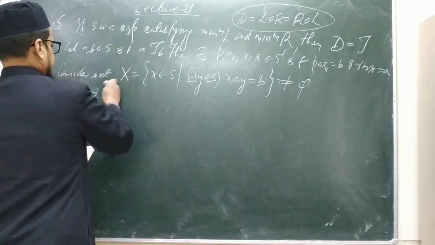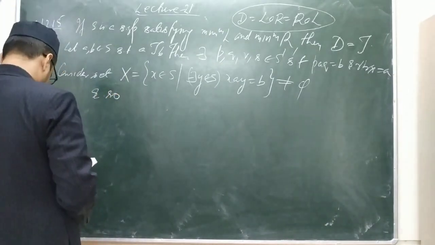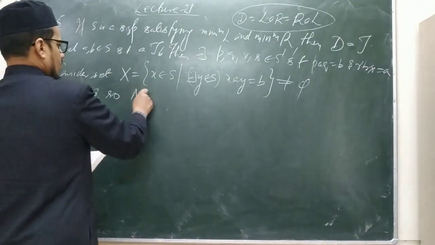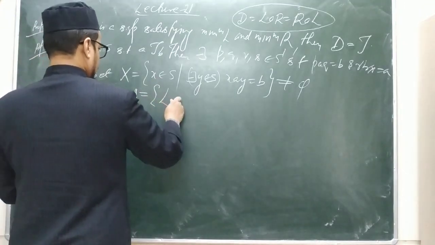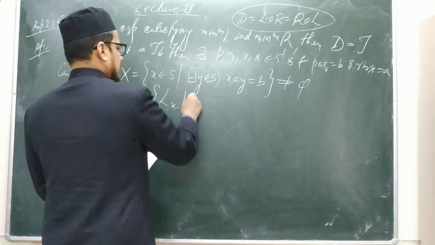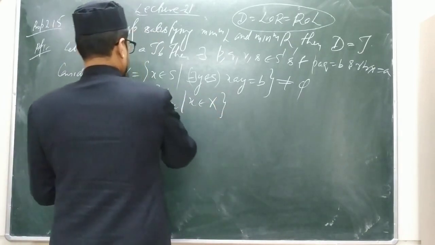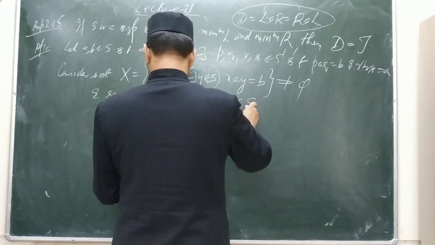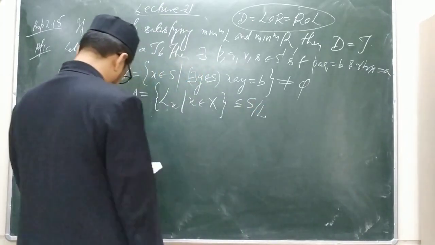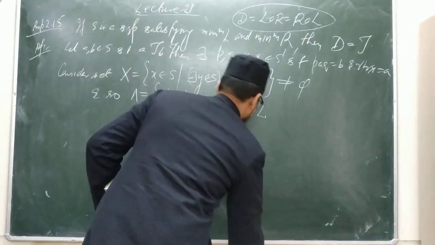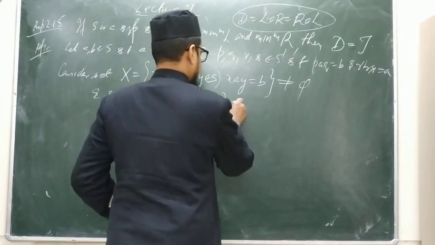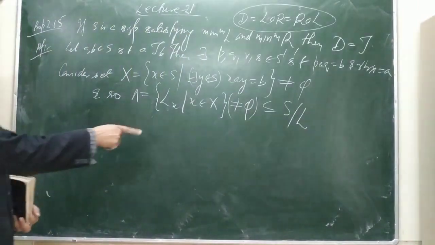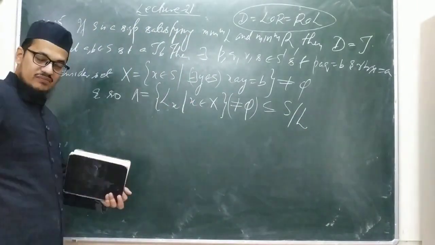And so if you consider another set, Lx such that x belongs to X, of course this is a subset of S by L. So this set is again non-empty, because here X is belonging to S, which is non-empty. So this set will be non-empty. Correct.